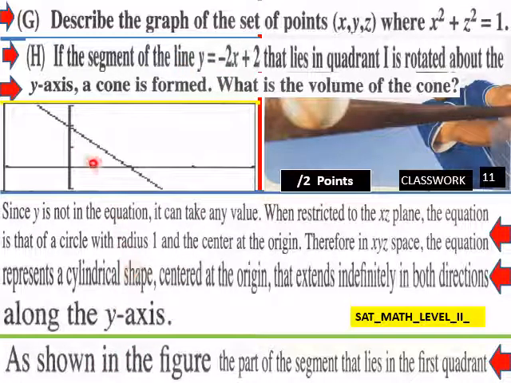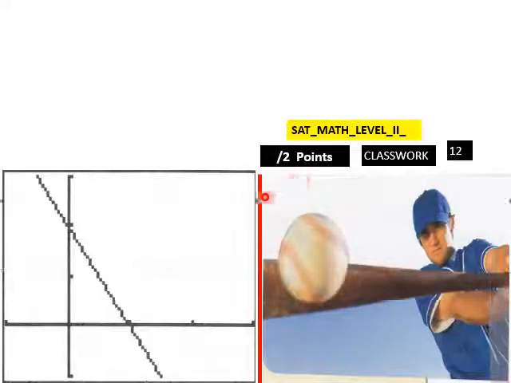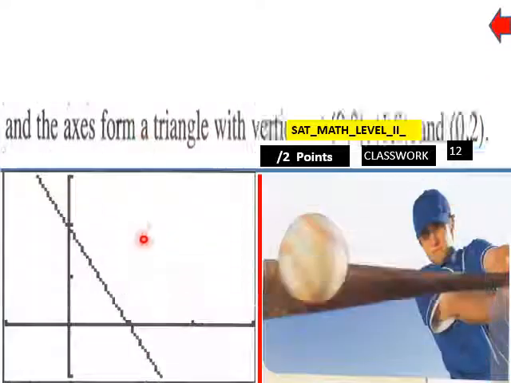So as shown in the figure here, here is our line here. As shown in the figure, the part of the segment that lies in the first quadrant. So here would be our first quadrant part of this line. If the segment of line negative 2x plus 2, here's our y-intercept, here's our negative 2x, that lies in quadrant 1 is rotated about the y-axis, so it should go something like that, right? Should circle around. So here's our original.